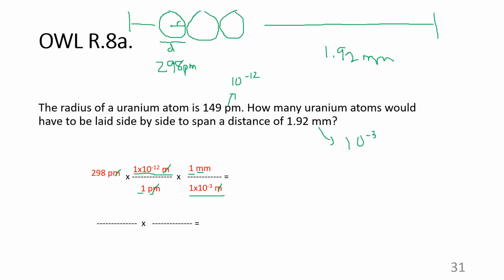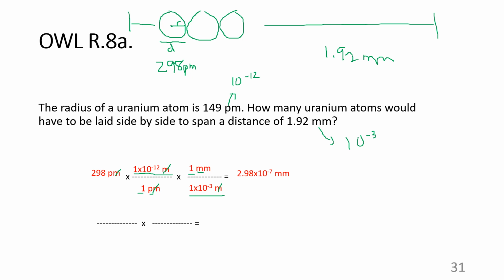Plugging that into the calculator, I would have 298 times 1 times 10 to the negative 12 divided by 1 times 10 to the negative 3. And what I get is 2.98 times 10 to the negative 7 millimeters.